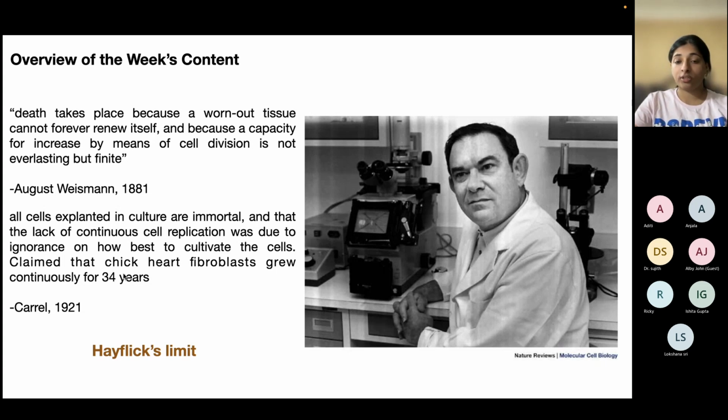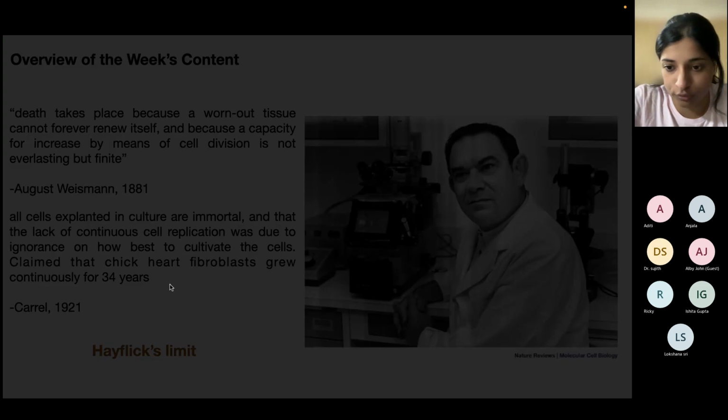However, what later came to light is that he used to feed these chick fibroblasts with fresh fetal fibroblasts. It was basically just a fetal extract that he fed to these cells. However, that extract also had fetal fibroblasts present in it, and it is probably that which kept rejuvenating the culture. It was not the original culture that grew continuously for 34 years, but newer cells that were added to the mixture that continued to grow for 34 years.